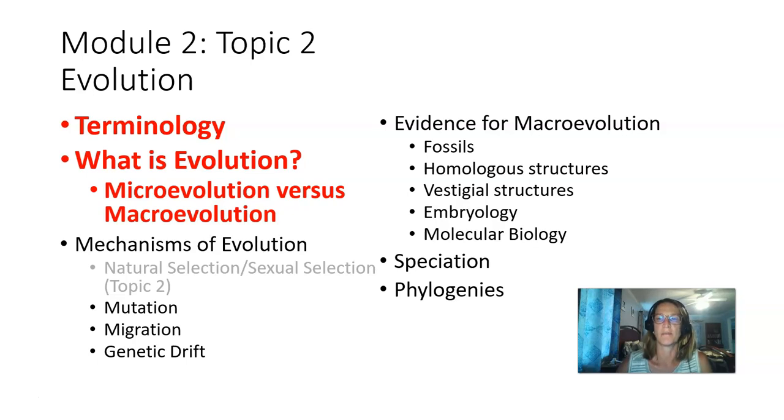essentially speciation, or new species showing up. So what evidence do we have that that occurs through evolution? Finally, we will talk about how speciation occurs, and then we'll talk a little bit about how to see different species as related individuals on a phylogenetic tree.